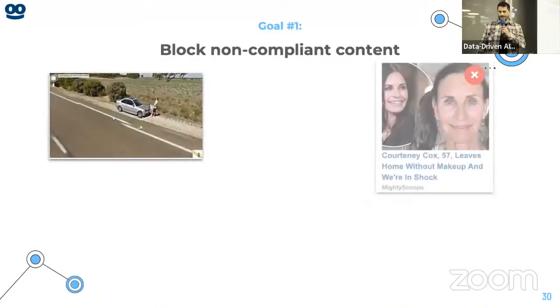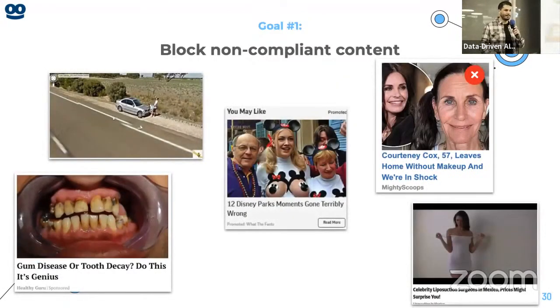And next, we have two goals as the content moderation team. The first goal is to block non-compliant content. So if you are a big and famous publisher like CNN.com, you might not want some of those images, right? So our goal is to entirely reject them. They should not be in our network.